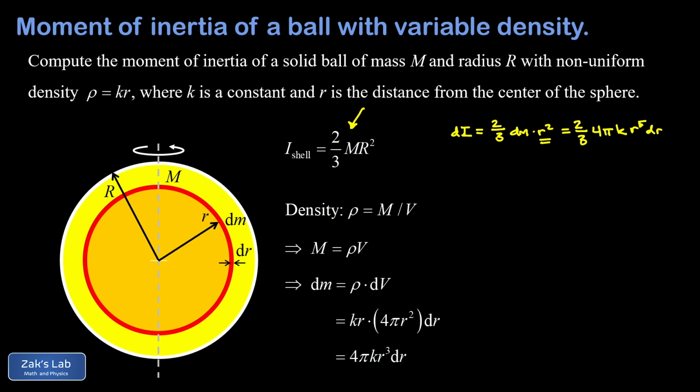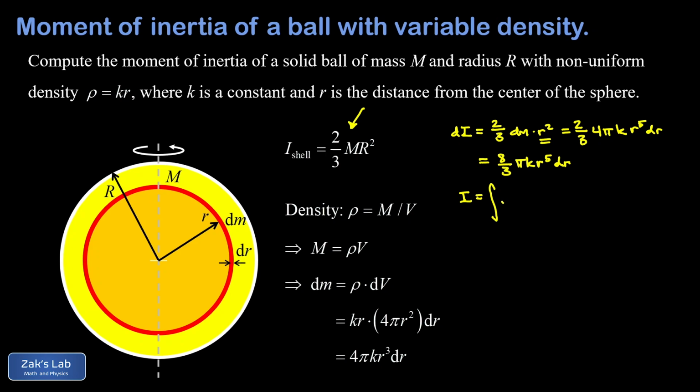And we can clean things up a little bit here by combining the 2 and the 4 to get an 8 in the numerator there. And we get that dI is 8/3 pi k r to the 5th dr. Now this dI is entirely phrased in terms of the single variable r already, so we're ready to sum up these moment of inertia contributions by using an integral.